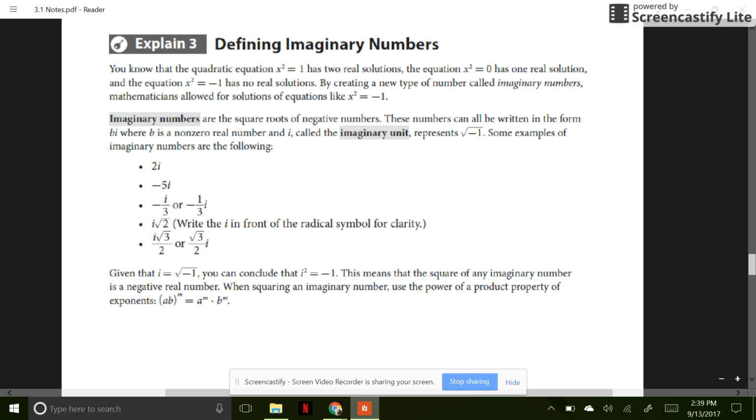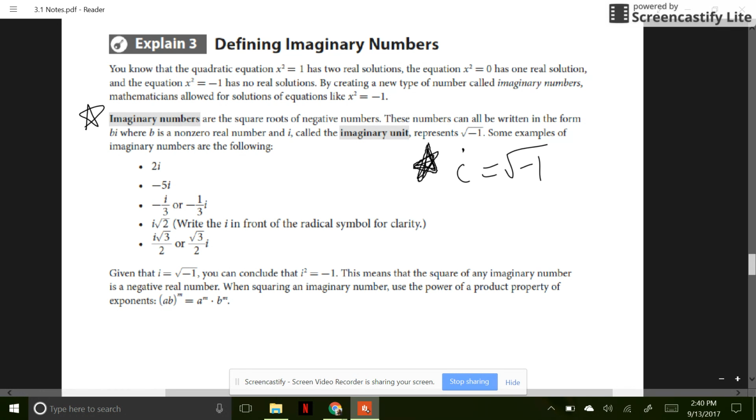So now that we've worked with solving whole number real equations for quadratics, we're also going to look at what's called the imaginary number. Before, we couldn't take the square root of a negative, now we can. We've created something called imaginary numbers that are the square roots of negative numbers. These are written of the form bi, where b is a non-zero number, and i, called the imaginary unit, represents the square root of -1. So i is the same thing as the square root of -1.